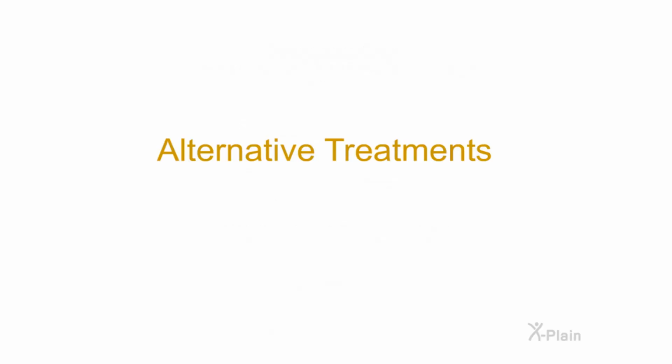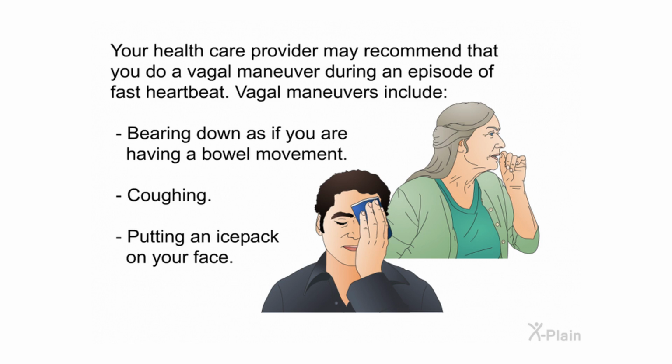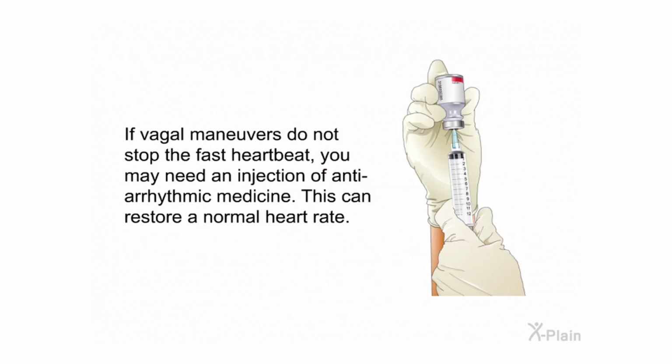Alternative treatments. Your healthcare provider may recommend that you do a vagal maneuver during an episode of fast heartbeat. Vagal maneuvers include bearing down as if you are having a bowel movement, coughing, putting an ice pack on your face. If vagal maneuvers do not stop the fast heartbeat, you may need an injection of antiarrhythmic medicine. This can restore a normal heart rate.